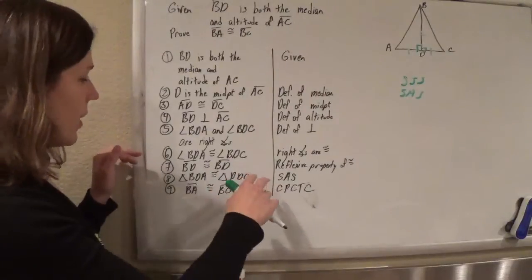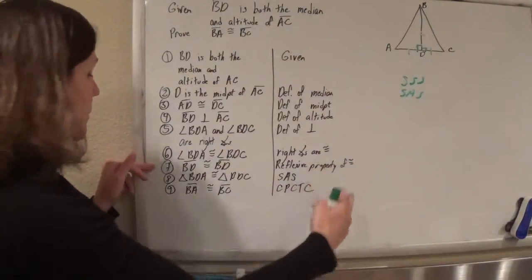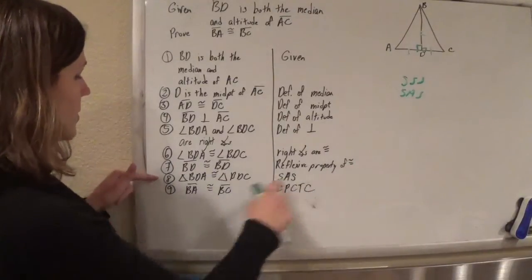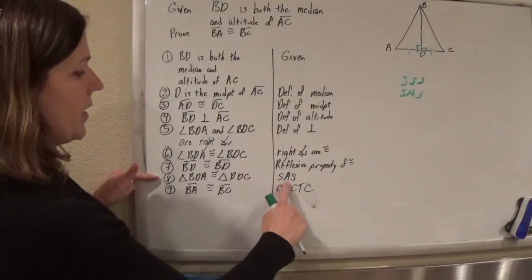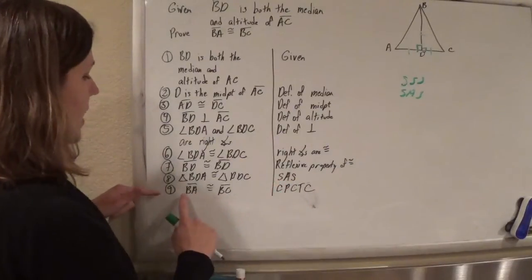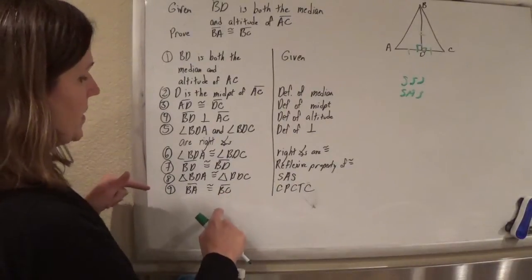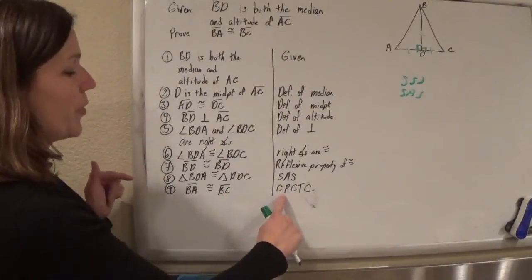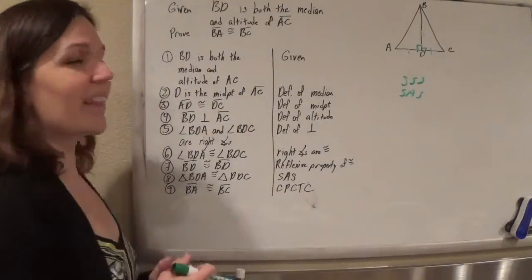It's okay. Then we said BD was congruent to itself, reflexive property of congruence, and then we say that the triangles are congruent to each other by side, angle, side congruence, and therefore BA is congruent to BC by corresponding parts of congruent triangles are congruent. And there you have it.